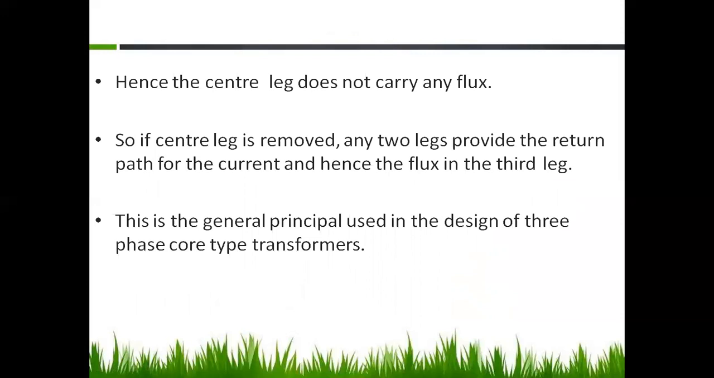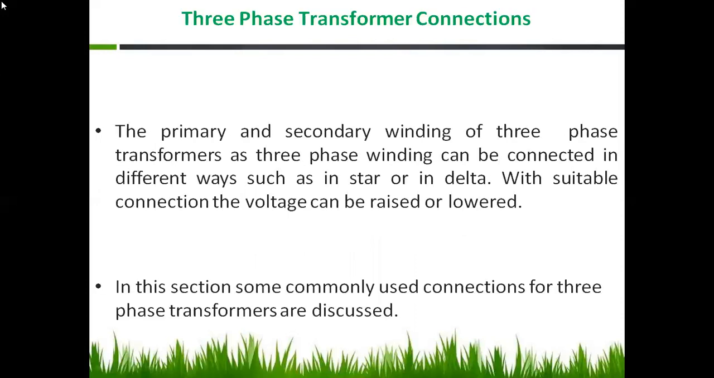If the central leg is removed, the remaining two legs provide the return path for the flux, and hence the flux in the third leg. So if I remove the central leg, the other two legs will provide the return path. This is the general principle used for designing a three-phase core type transformer.